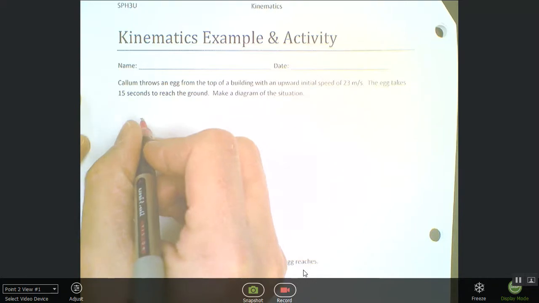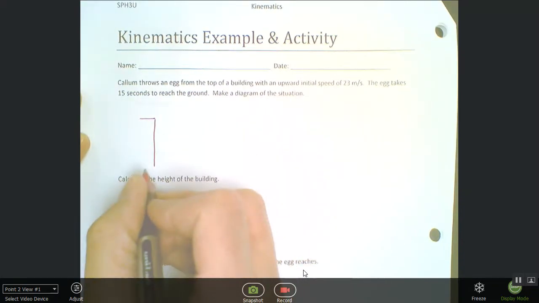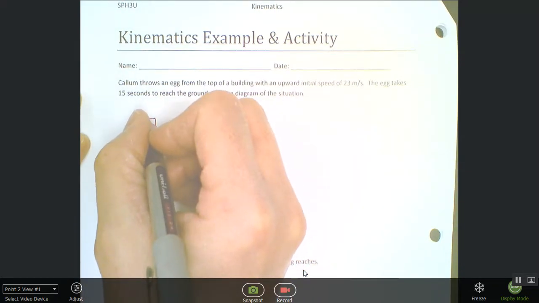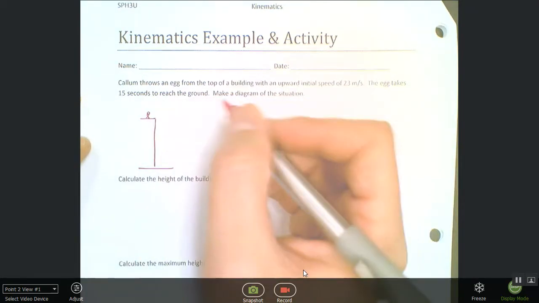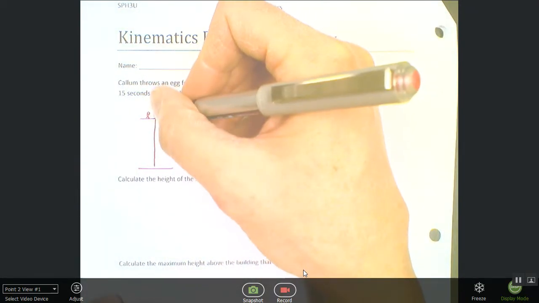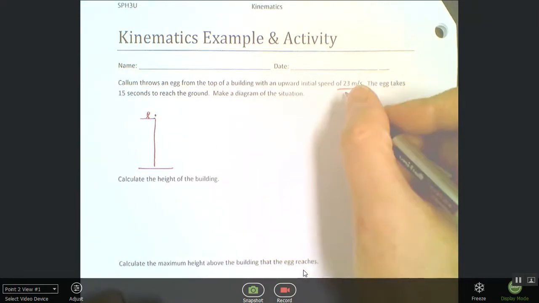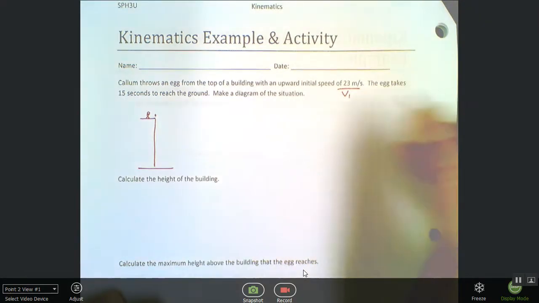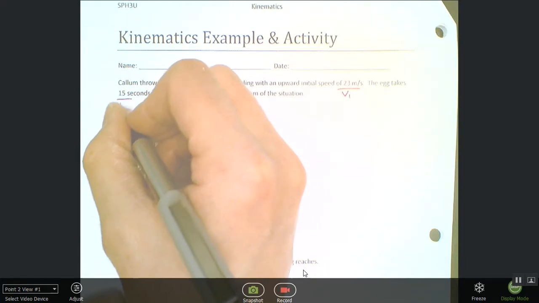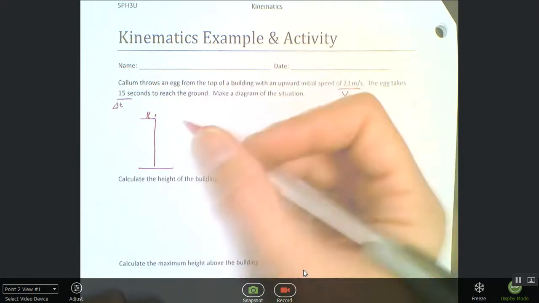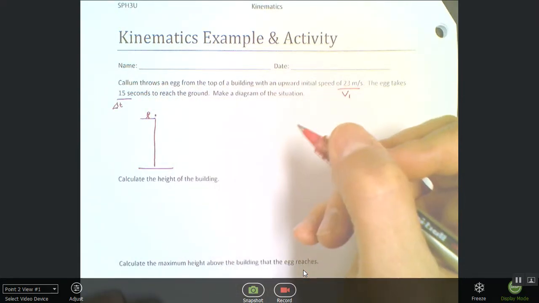So basically, there's a building like this, and there's a person at the top that's going to throw an egg into the air. So the egg will go up at some speed. I believe it's thrown upwards at a speed of 23 meters per second, and it takes 15 seconds to reach the ground, and we're trying to find out the height of the building.